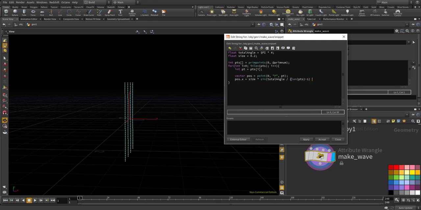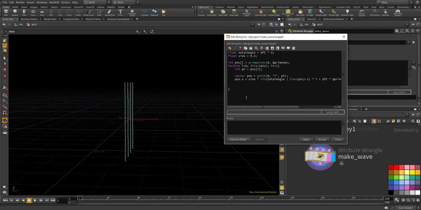-1 times i, then plus pi. Well, I guess I wanna animate this as well, so pi times number of prim times frame times, I don't know, pi times 2 times 0.01, like it will be like 1.8 degrees, I guess. Okay.